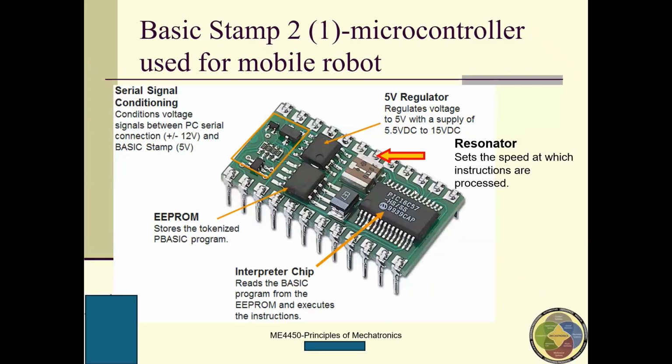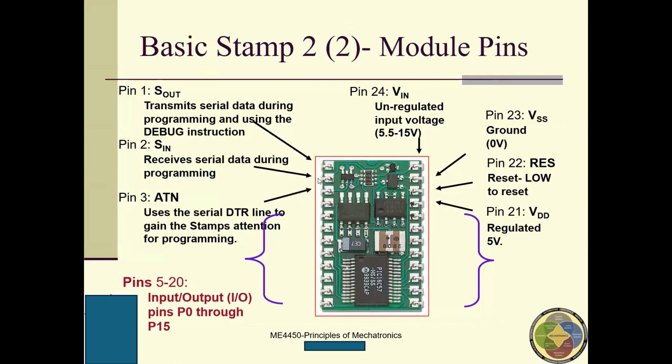And this is a bigger picture of this microcontroller. We have different pins, and we call these legs. You need to connect these different legs to different components. From here, pin 1 is SOUT, pin 2 is SIN, and pin 3 is ATN, which uses the serial DTR line to get the Stamp's attention for programming. From pin 5 to pin 20 are input and output pins.